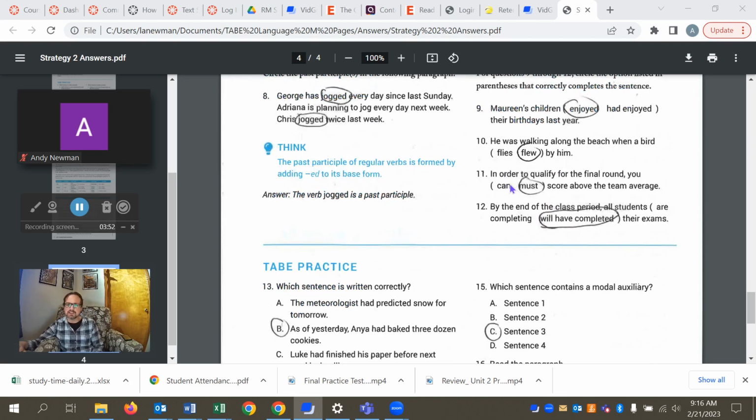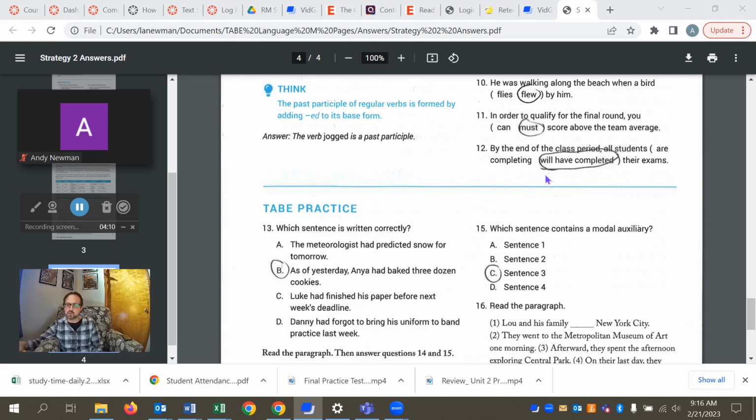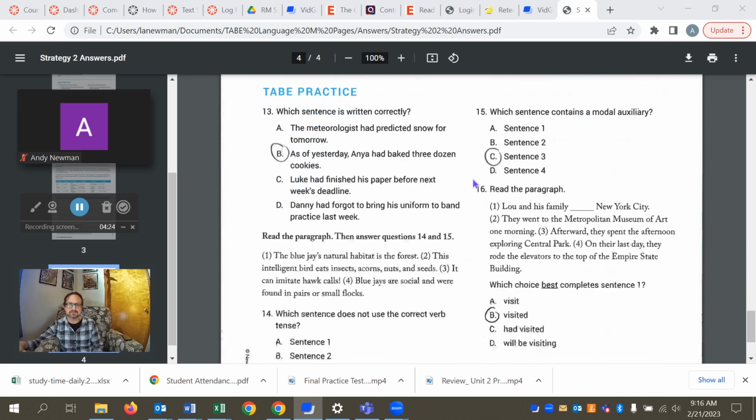Okay, number 11, "In order to qualify for the final round, you must score." And so this is a modal auxiliary, but we use the most intense one, "must," to show obligation. That you will flat out not qualify if you don't score at or above the team average. And then in 12, it's "will have completed." We need the future perfect verb tense to show that the completion of exams is happening before the end of class, and all of these things happen in the future.